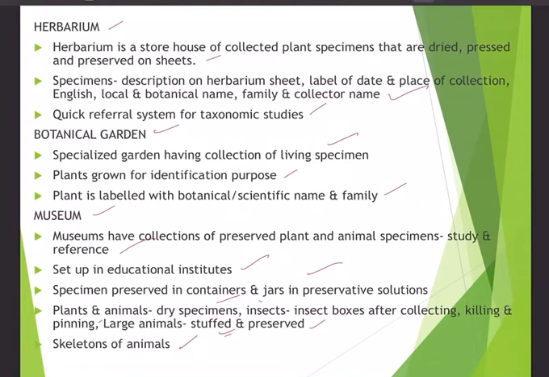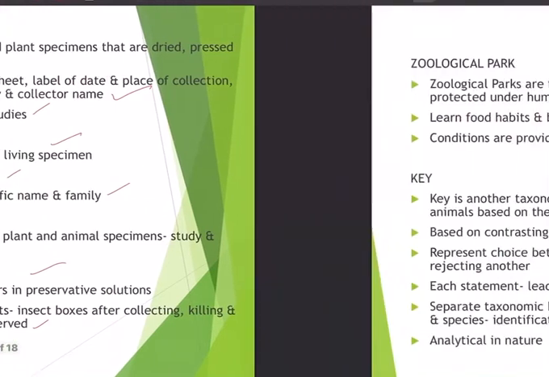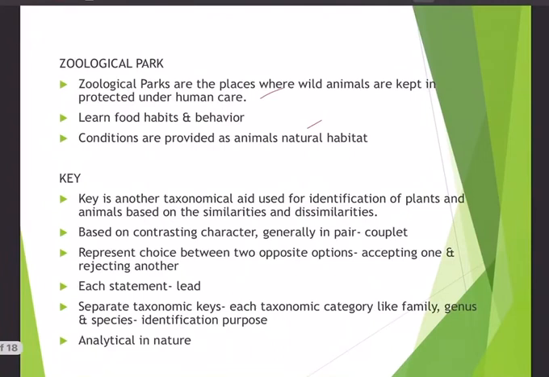Of course, you must have guessed the answer already. So this is how taxonomical aids such as this will help us. And another one is the zoological park. Zoological parks are the places where wild animals are kept protected under human care. They learn food habits and behavior of the animal. Animal behavior can be studied. Conditions are provided as the animals' natural habitat. So the zoological park will be made closer to the natural habitat.